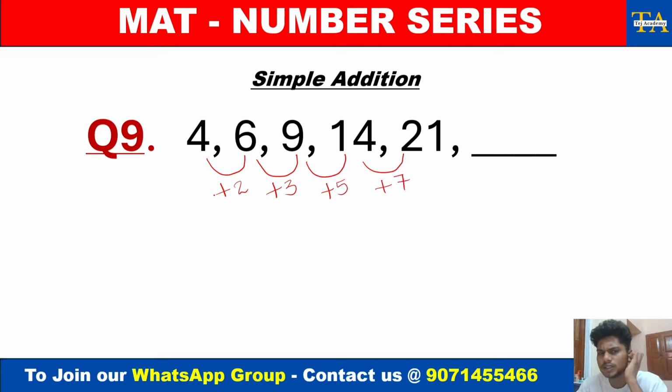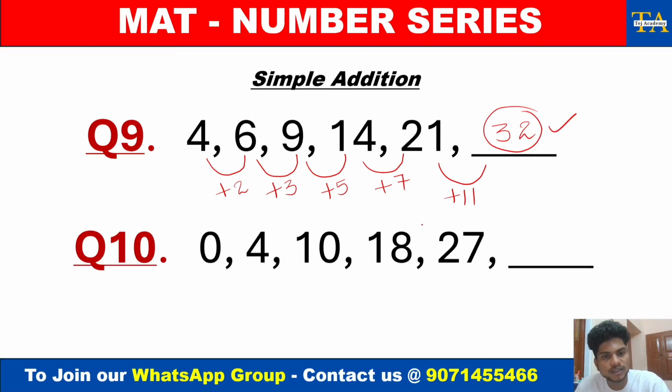So if you observe these numbers 2, 3, 5, 7, these are prime numbers. So the next prime number after 7 is 11. So 21 plus 11 is equal to 32. So our next number in this series is 32. Okay, so let us go to the 10th question.